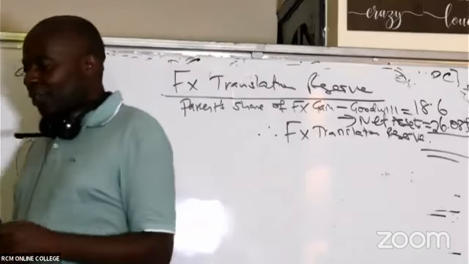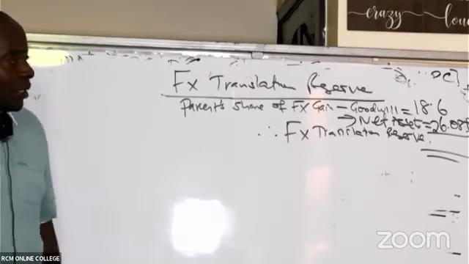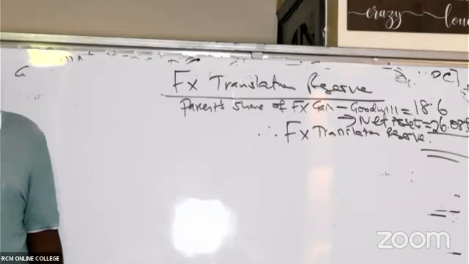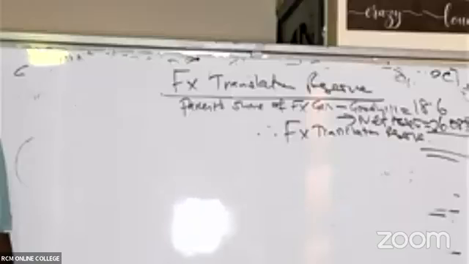Translation reserve. So is it 28.98? Is it 28 point something? I'm seeing people saying it's 26. Who is telling me the truth? It is this one here. You can see 26.1 and 18.6, giving me 44.0. Of course, they have highly rounded off.